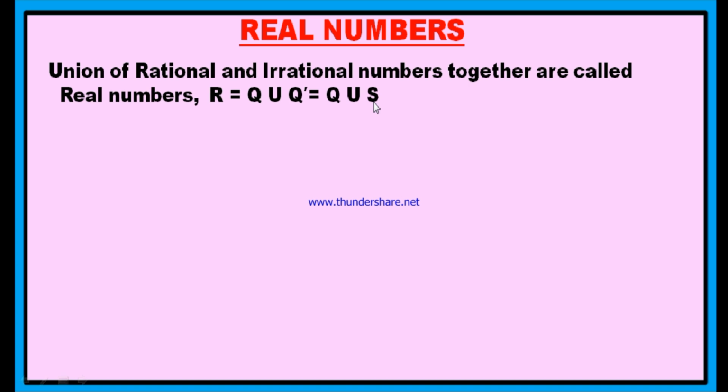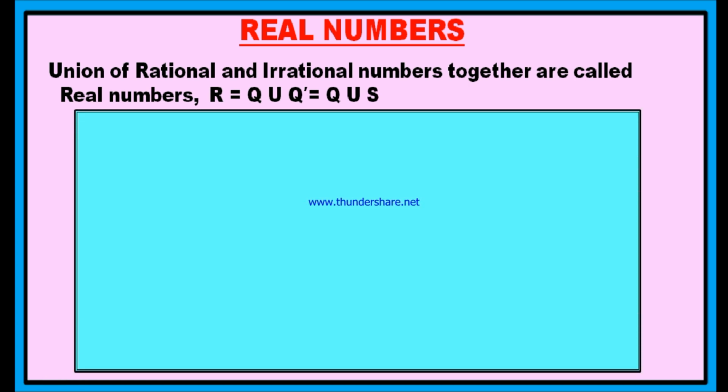S is used to represent irrational numbers. Q dash is also used to represent irrational numbers, whereas this Q is used to represent rational numbers. Therefore, the union of both rational and irrational numbers is called the set of real numbers.